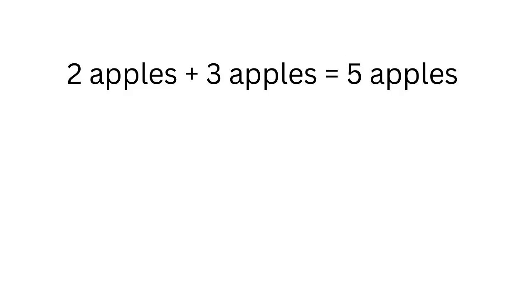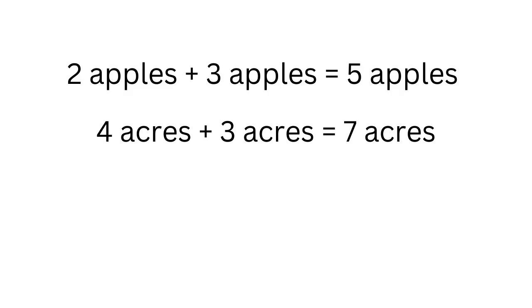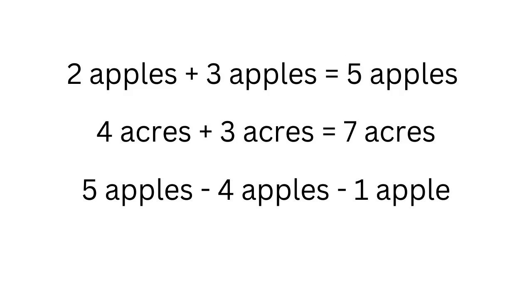If I have 2 apples and I buy 3 more apples, I now have 2 apples plus 3 apples equals 5 apples. If I own land that is 4 acres, and I buy 3 acres of land, then I have 4 acres plus 3 acres equals 7 acres of land.